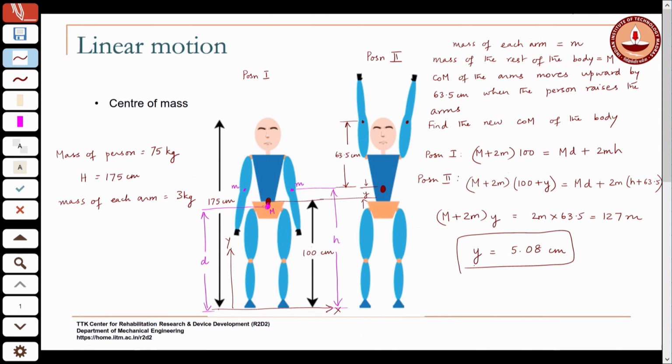Now, one thing that we will encounter later. So, this happens when the body is supported.